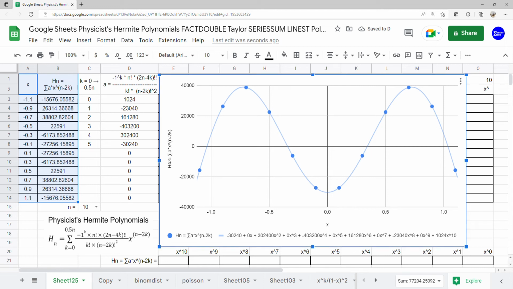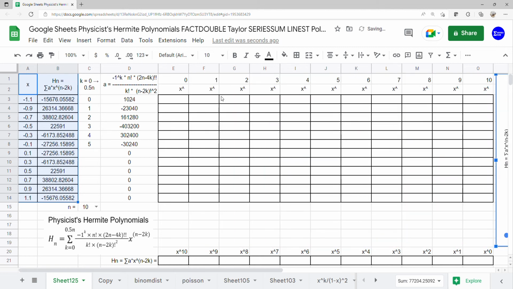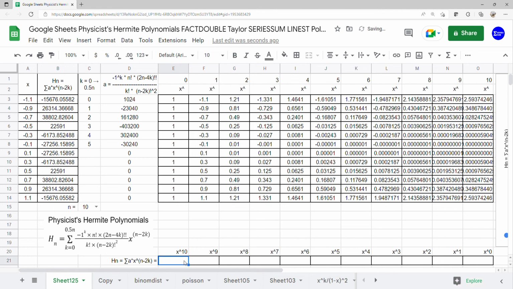We continue. We calculate this polynomial regression coefficient using LINEST. To do that, we complete the LINEST matrix. So array formula of the x values raised to the power 0 to 10. Now we can use LINEST. This will be LINEST data y and data x.